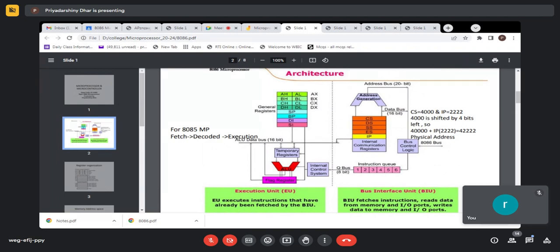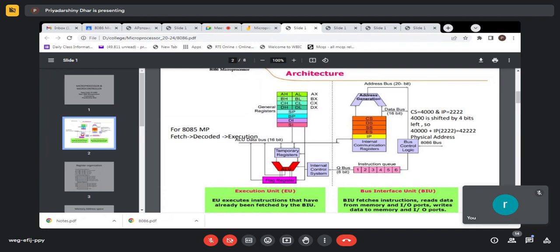One by one. But here, two operations are performed in parallel. The opcode is fetched from the memory and stored in the instruction queue, and the execution unit receives the opcode from the bus interface unit and executes it. While it executes, the bus interface unit fetches the next opcode from memory in parallel. This is the architectural difference between 8085 and 8086 microprocessor.